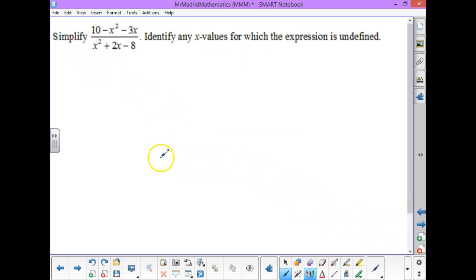Alright, let's go and continue. Once again, I'm asked to simplify what? A rational expression, specifically a quotient of two polynomials. Identify the x values for which the expression is undefined. So let's go ahead and do this part.